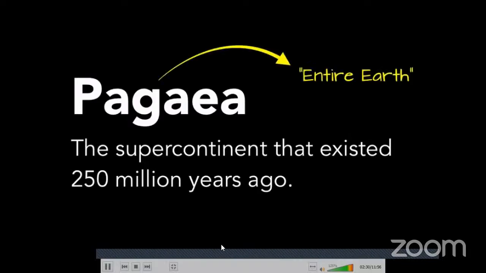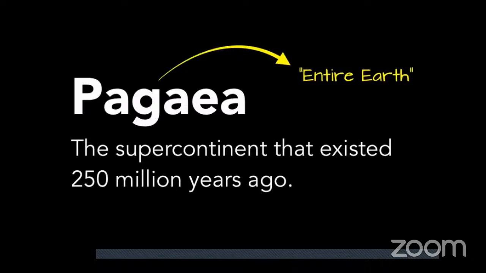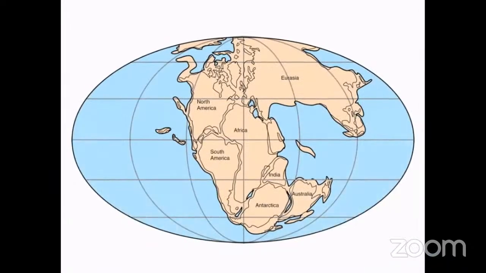Name. It's a Greek term that means entire Earth or all Earth. So if you think about it, when all the continents were together, if Wegener is correct, it would make sense to call that landmass Pangaea. Here's what he thought it looked like.